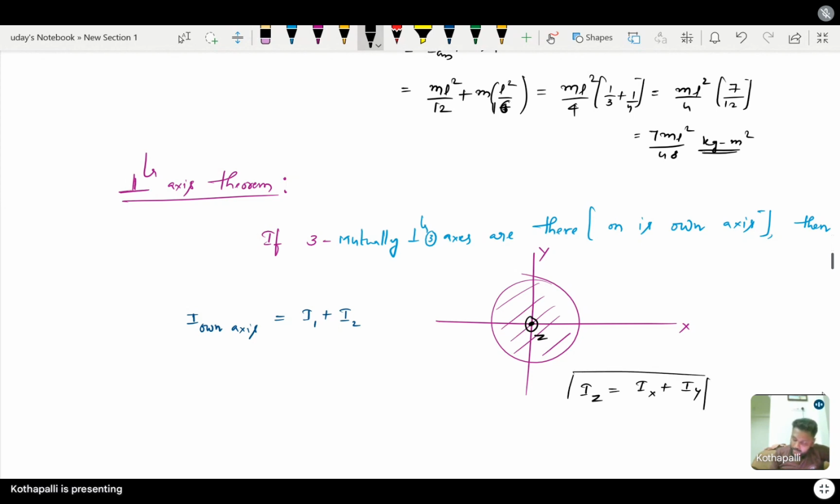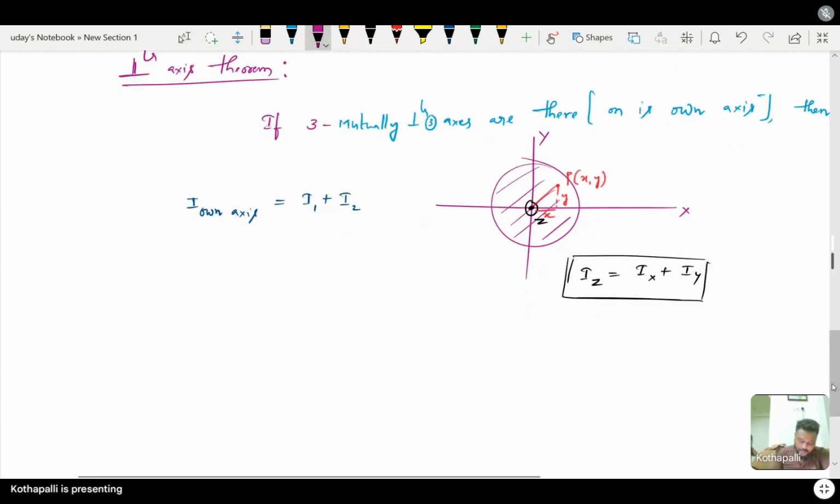Got my point? Moment of inertia about the axis passing through the center of mass and perpendicular to the plane of rotation is always equal to the sum of the moments of inertia about the remaining two perpendicular axes in the same plane. How to prove it? Very simple. Here one point P is there at (x, y). This distance is y, this distance is x.